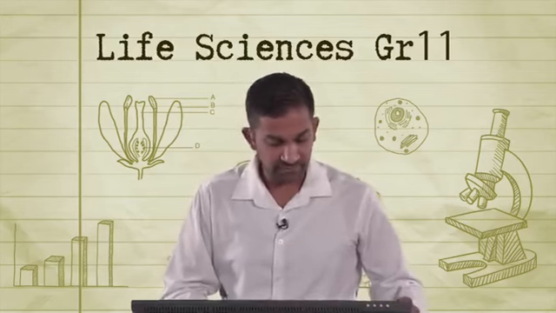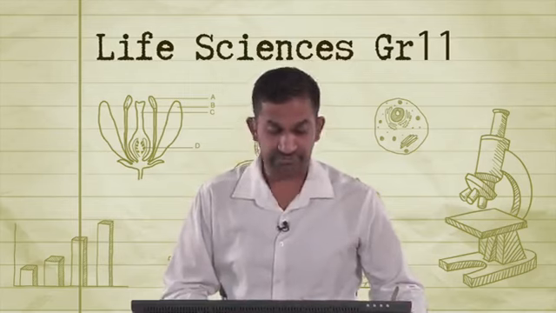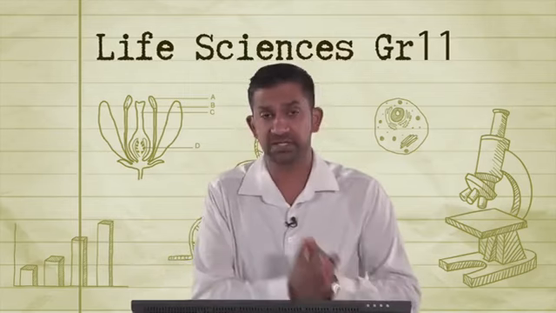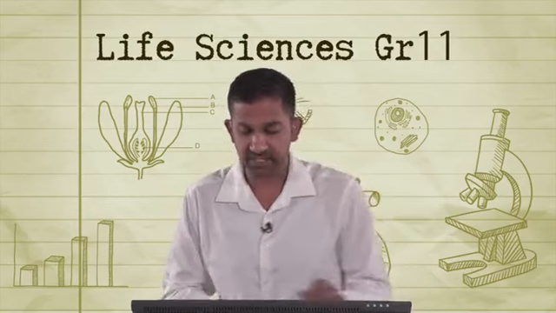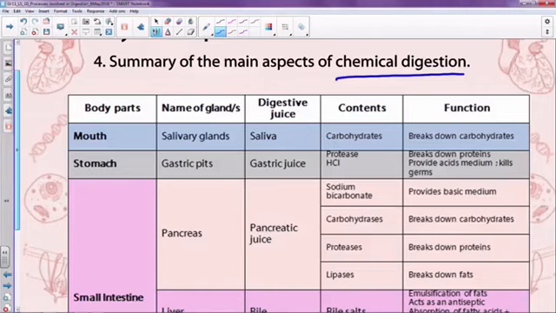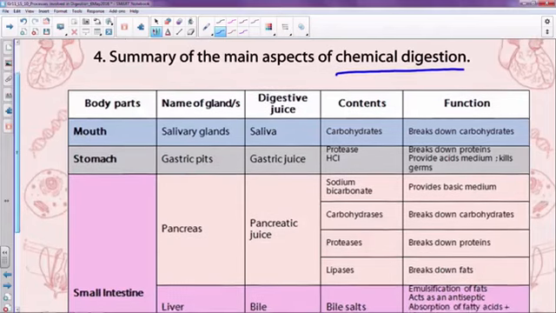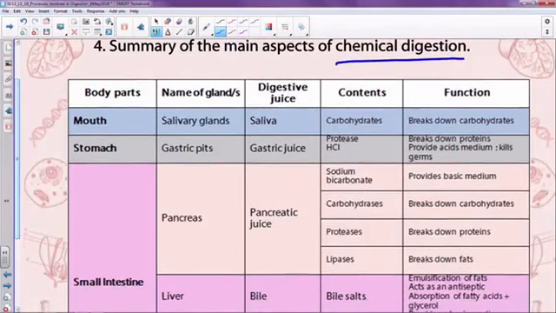So guys, we've looked at an overview of the organic molecules and how they're broken up. Here's a table that summarizes the main aspects of chemical digestion in the body, and it's quite an important table for us to refer to in terms of where in the body, the name of the gland, the digestive juice that is produced, the contents that are released, and eventually the function of those contents.